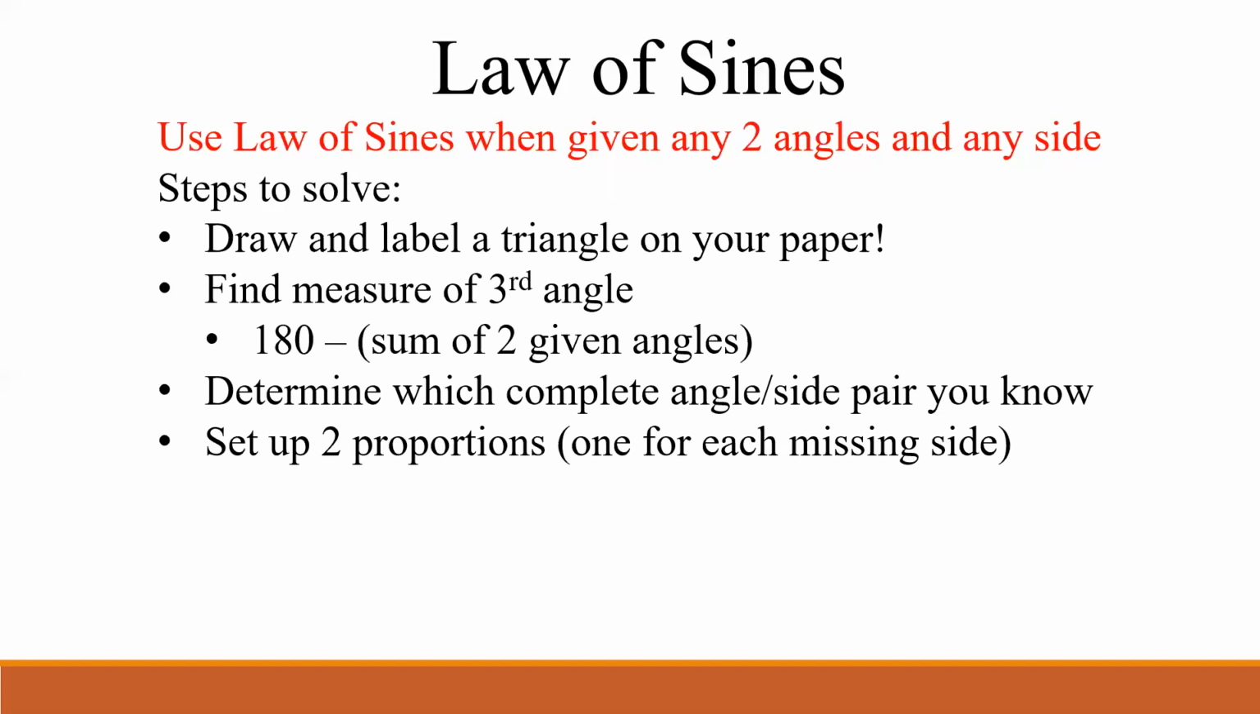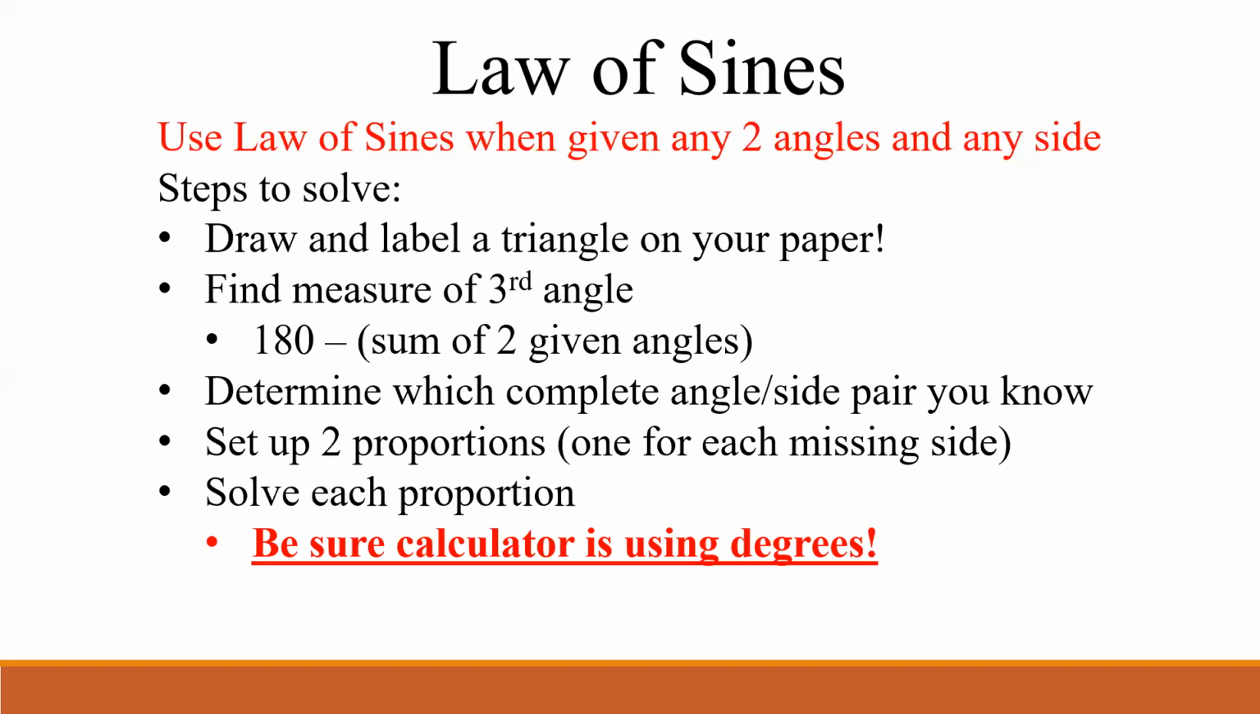Once you know the pair, then we're just going to set up two different proportions, almost like back when you were in middle school doing the cross-multiply and divide thing. We're going to set up two proportions, one for each of the missing sides, and then we're just going to solve it. We will need a calculator for this, so whether you have a calculator of your own or you're going to use Desmos or what have you, the angle measurements are going to be in degrees.